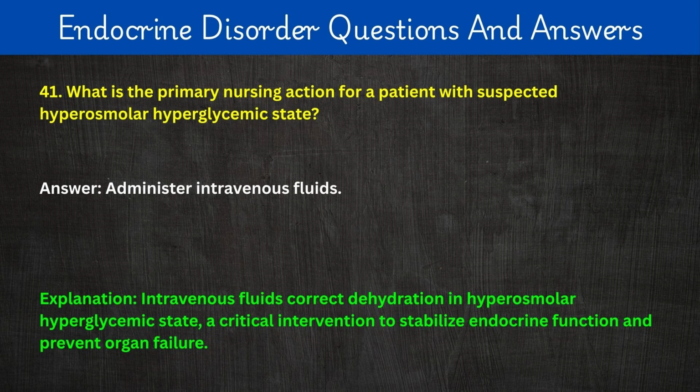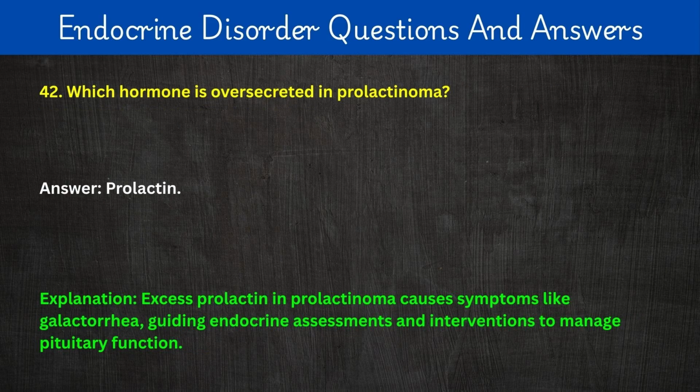41. What is the primary nursing action for a patient with suspected hyperosmolar hyperglycemic state? Answer: administer intravenous fluids. Explanation: intravenous fluids correct dehydration in hyperosmolar hyperglycemic state, a critical intervention to stabilize endocrine function and prevent organ failure.